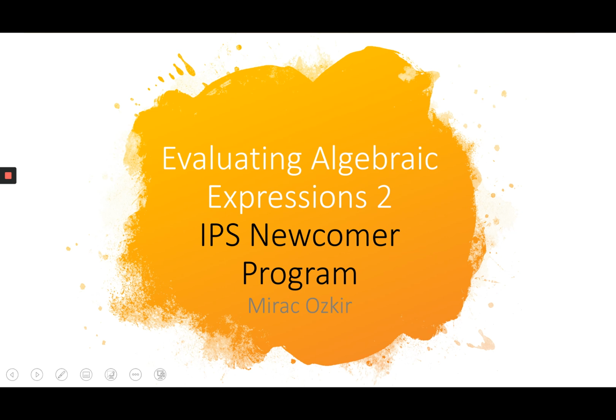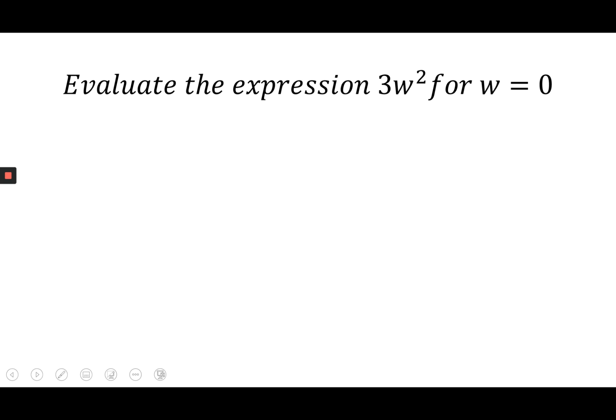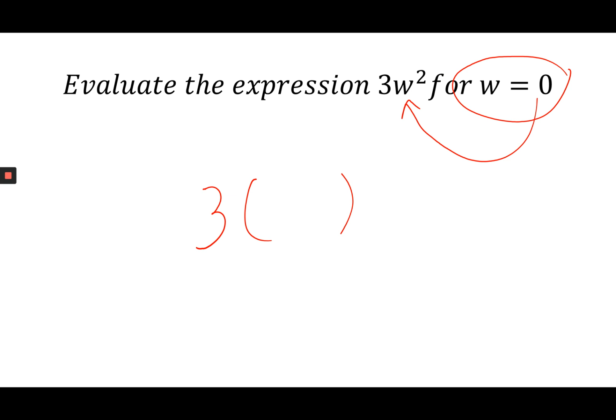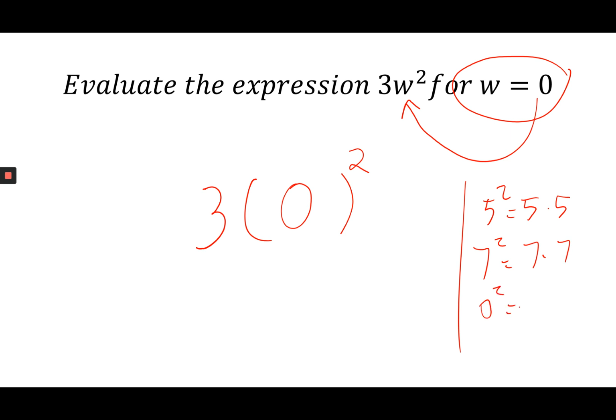In this video, we are going to keep evaluating algebraic expressions. Evaluate the expression 3w squared for w equals 0. You know what w is, you just need to plug it in here. So 3 times, instead of w, we are going to use 0. 0 squared. Squaring a number, what does 5 squared mean? 5 squared means 5 times 5, which is 25. What is 7 squared? 7 squared means 7 times 7, which is 49. What is 0 squared? 0 squared means 0 times 0, which is 0. So my answer is 3 times 0. 3 times 0 is 0, because 0 eats everything.